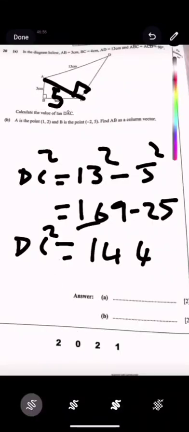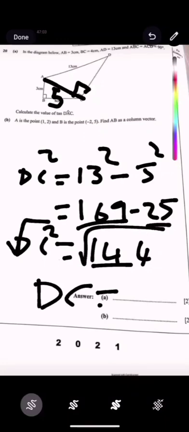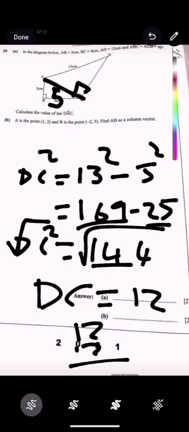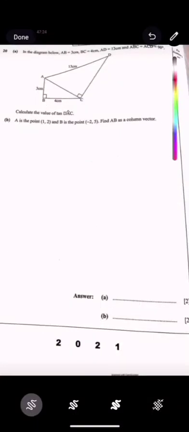So 169 minus 25 is 144. Then square root. This is equal to 12 because 12 squared is 144. Let me just check that, for those who are doubting: 2 times 2 is 4, 2 times 1 is 2, 0. 1 times 2, 2, 1 times 1, 1. When you add, you get 144. So we have a 5 here and a 12 here.